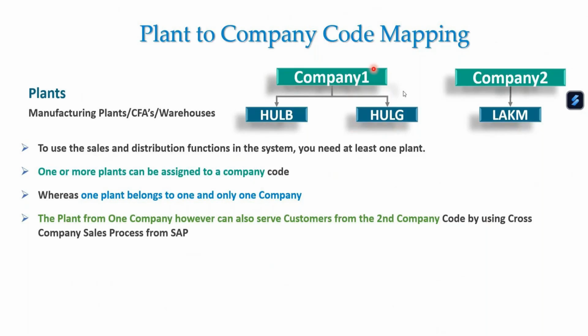And then later on, what they will do is they'll give money to this company. Why? Because they have used their stock. Stock belongs to company 2. They've used the stock to sell it to a customer. But you need to give money to company 2 from company 1 because you used their stock. It's called cross company sale. We'll talk about that.